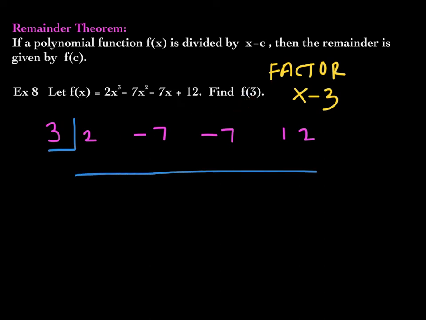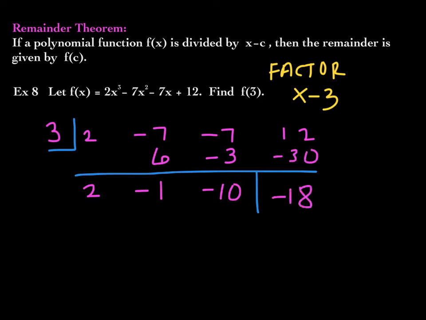Now watch this. I'm going to set this up for my remainder. Bring down the 2. 3 times 2 is 6. Negative 7 plus 6 is negative 1. 3 times negative 1 is negative 3. Negative 7 plus negative 3 is negative 10. 3 times negative 10 is negative 30. And this is negative 18.